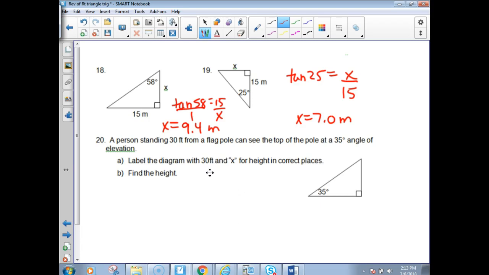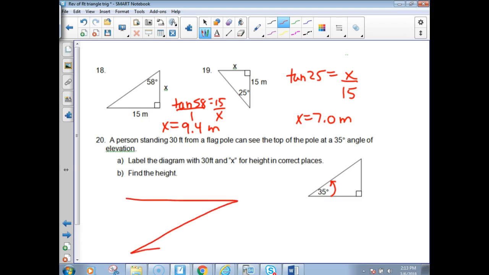Okay, let's see if we can do this flagpole problem. A person standing 30 feet from a flagpole can see the top of the pole at a 35-degree angle of elevation. This is an angle of elevation. You will need to know what an angle of elevation or depression is.